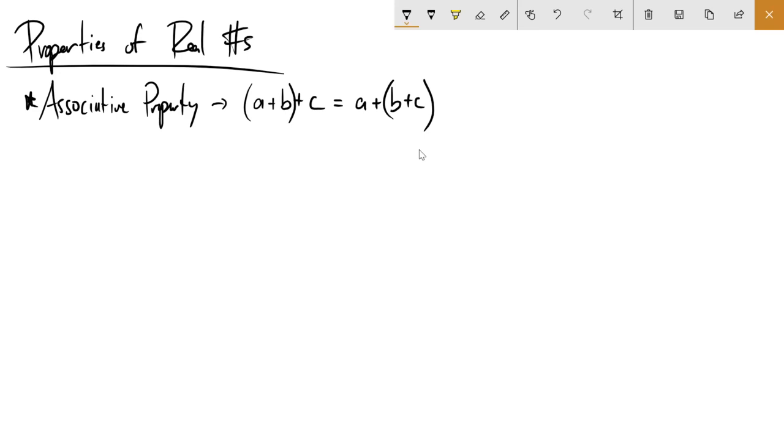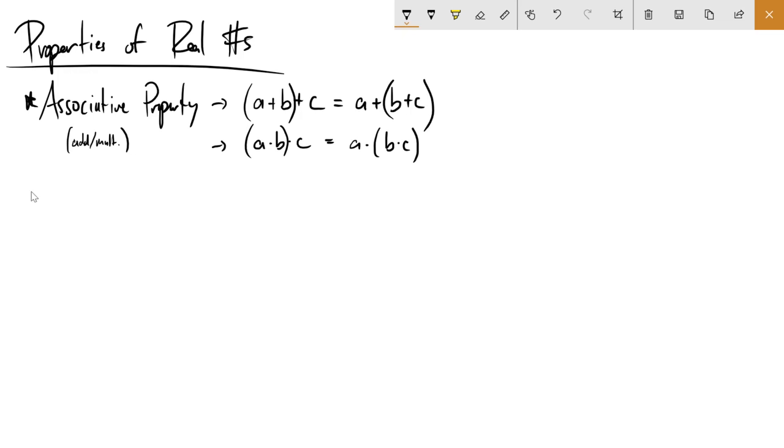And it turns out that it also works for multiplication. If you're going to multiply 3 numbers together, does it matter what order you do it in? It doesn't. You could do A times B first and then multiply by C, or you could do B times C first and then multiply by A. It doesn't actually matter what order you do it in. So that's called the associative property, and that works for addition and multiplication. That'll always work.